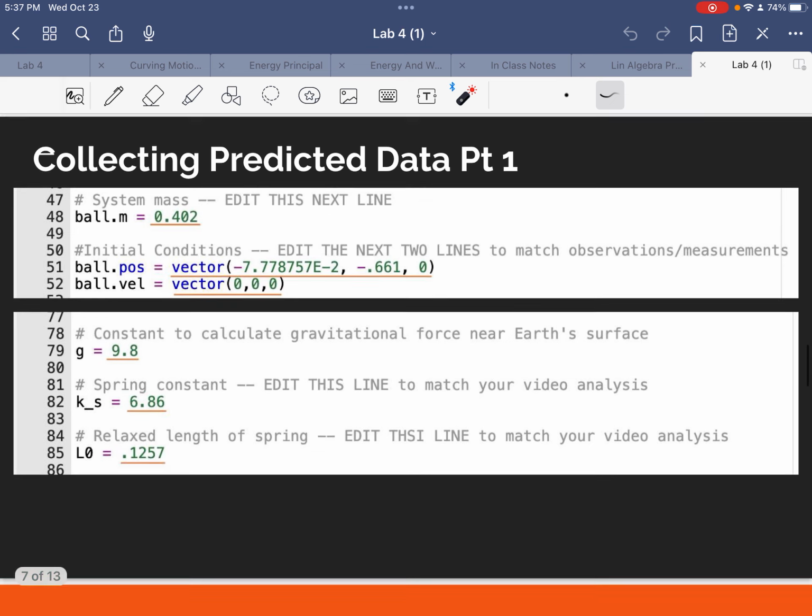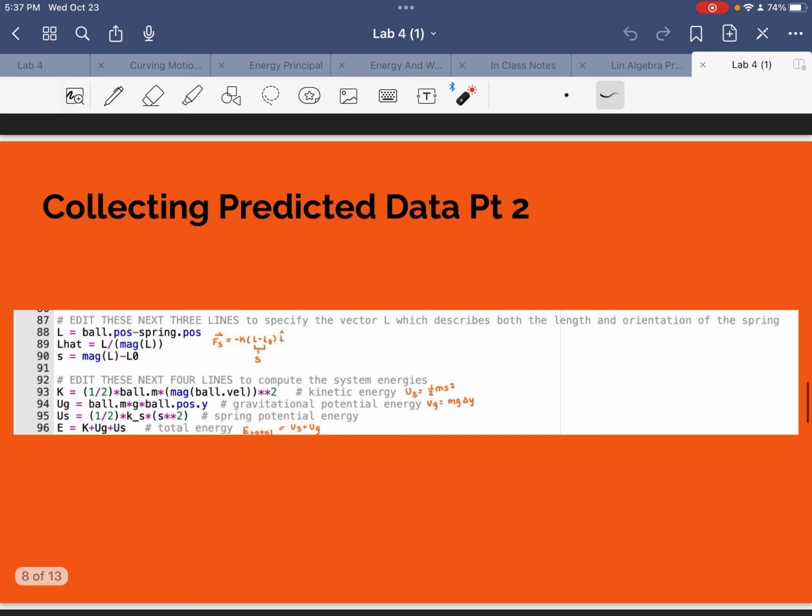Next, I plugged all of those constants and my initial conditions into my GlowScript code as seen below. I then created formulas to solve for L, which is the current length of the spring, L hat, which is the direction of the spring force, and S, which is the compression amount or stretched amount of the spring. And then I coded formulas to solve for the system energies, which would have been the potential spring force energy, the potential gravitational force energy, and also the total energy in the system, which is just the sum of the potential spring force energy and the potential gravitational force energy, which you can see here.